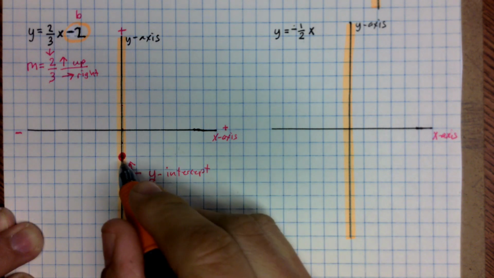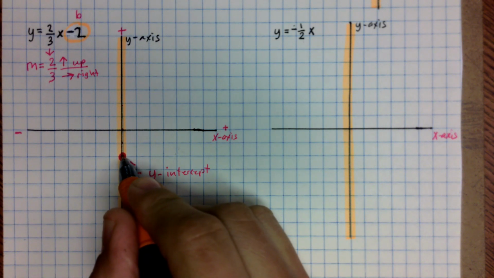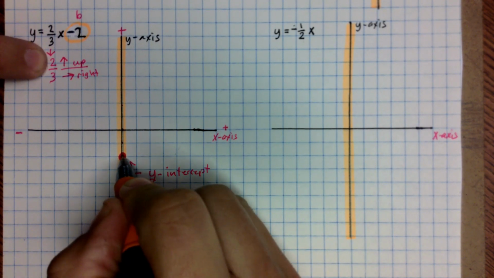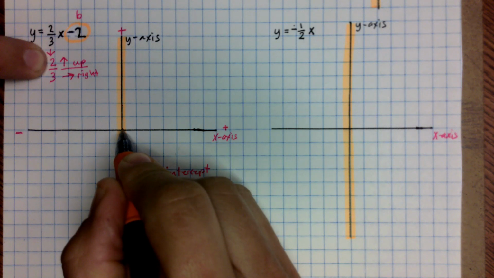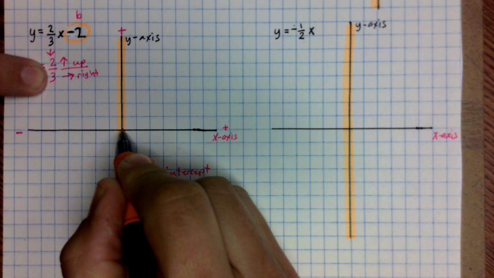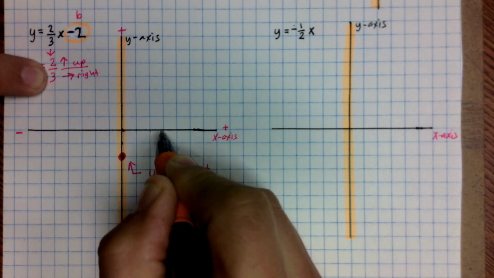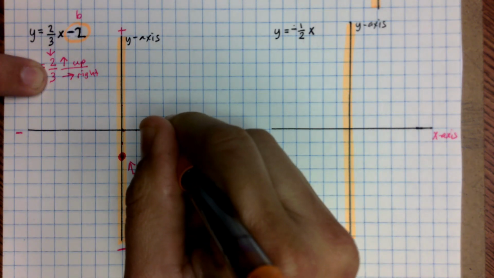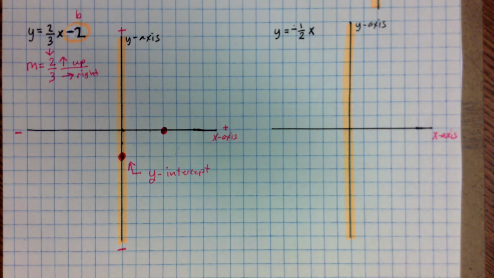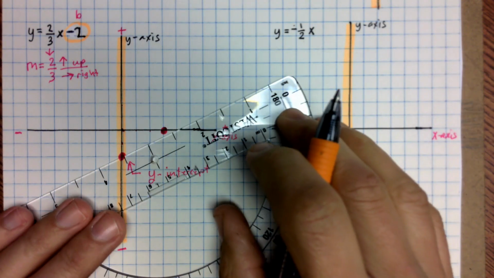So let's go ahead and go to our y-intercept, and we're going to do the numerator first. It goes up 2, so 1, 2. And then we're going to do the denominator. It means we got to go to the right 3. 1, 2, 3. I'm going to put a point right there. And I'm going to go ahead and connect my dots.